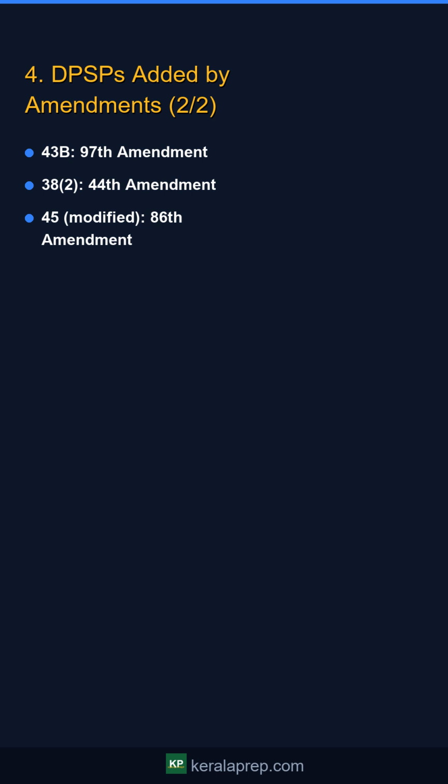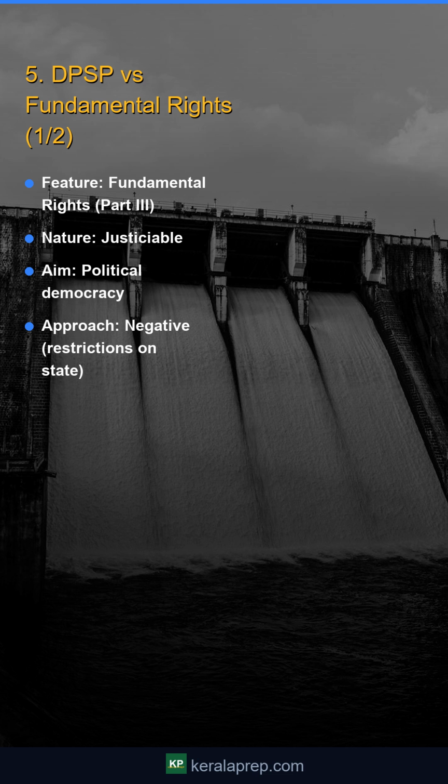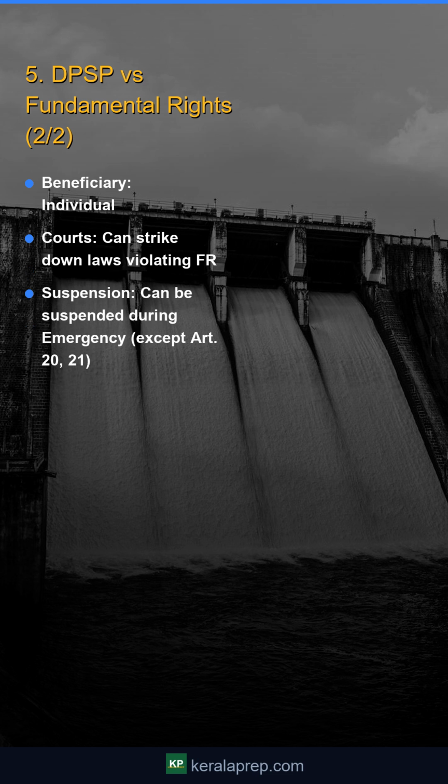5. DPSP versus Fundamental Rights. Fundamental Rights, Part 3: Nature: justiciable. Aim: political democracy. Approach: negative, restrictions on state. Beneficiary: individual. Courts can strike down laws violating FR. Suspension: can be suspended during emergency, except Article 20 and 21.